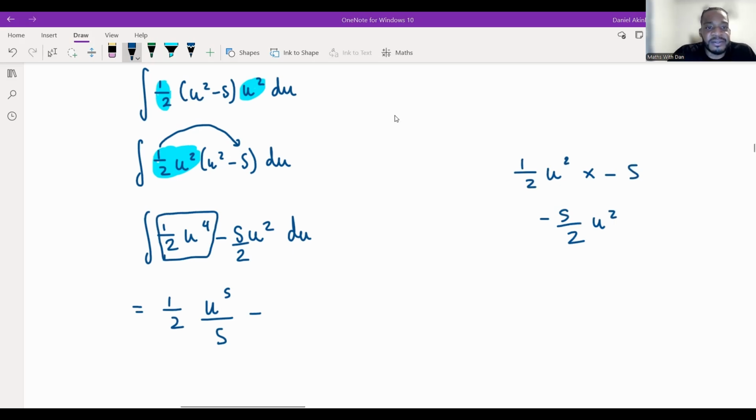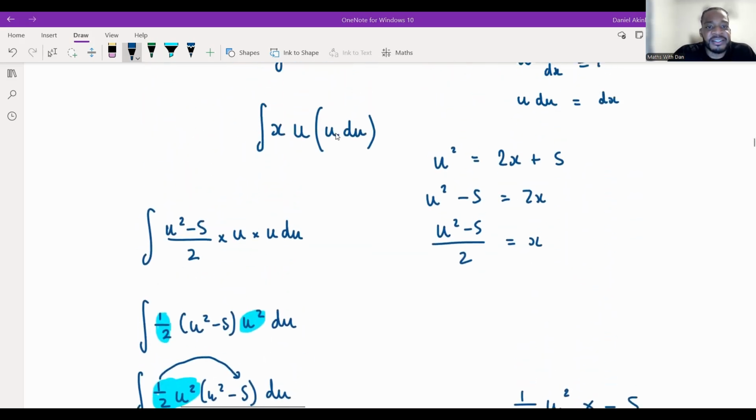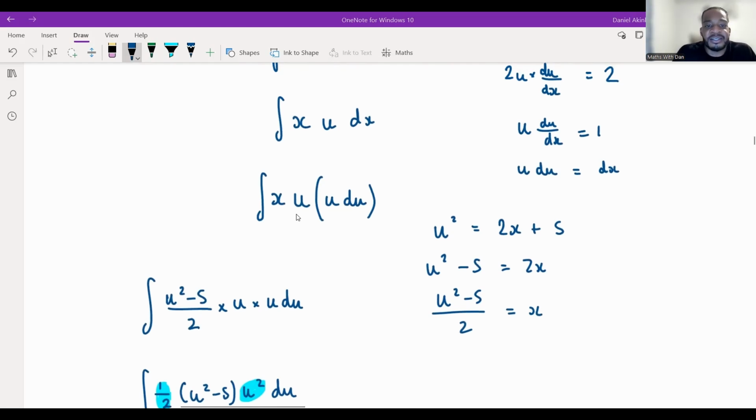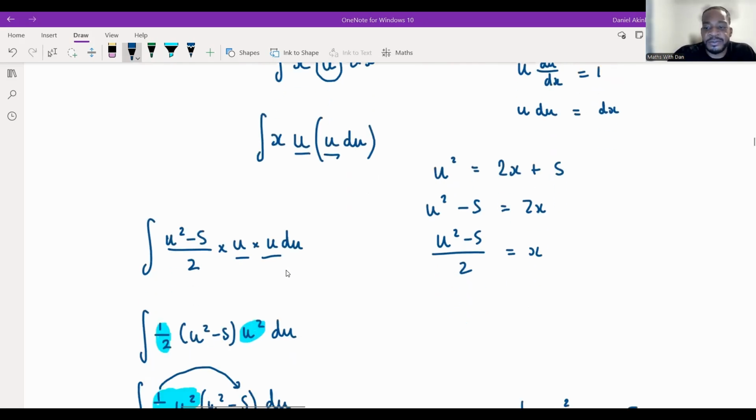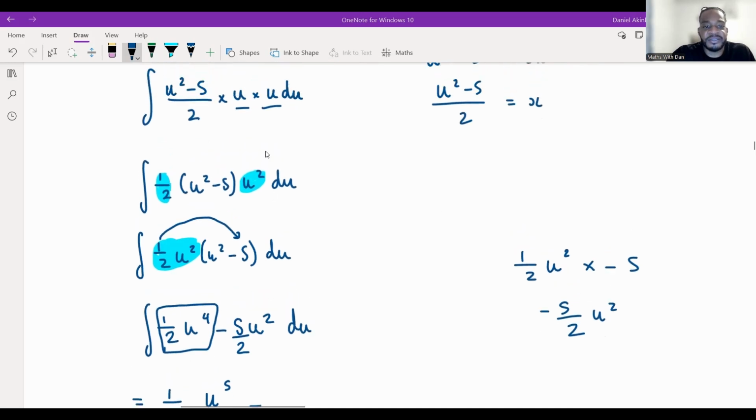Where did the other u squared come from? So that came from there, didn't it? So remember, we had u and u here, u and u there. That's where it came from. So it was already there. There was a u there already, right? And then when I did the differentiation, I had the u du. Yeah? Cool. So that's where the u squared came from.